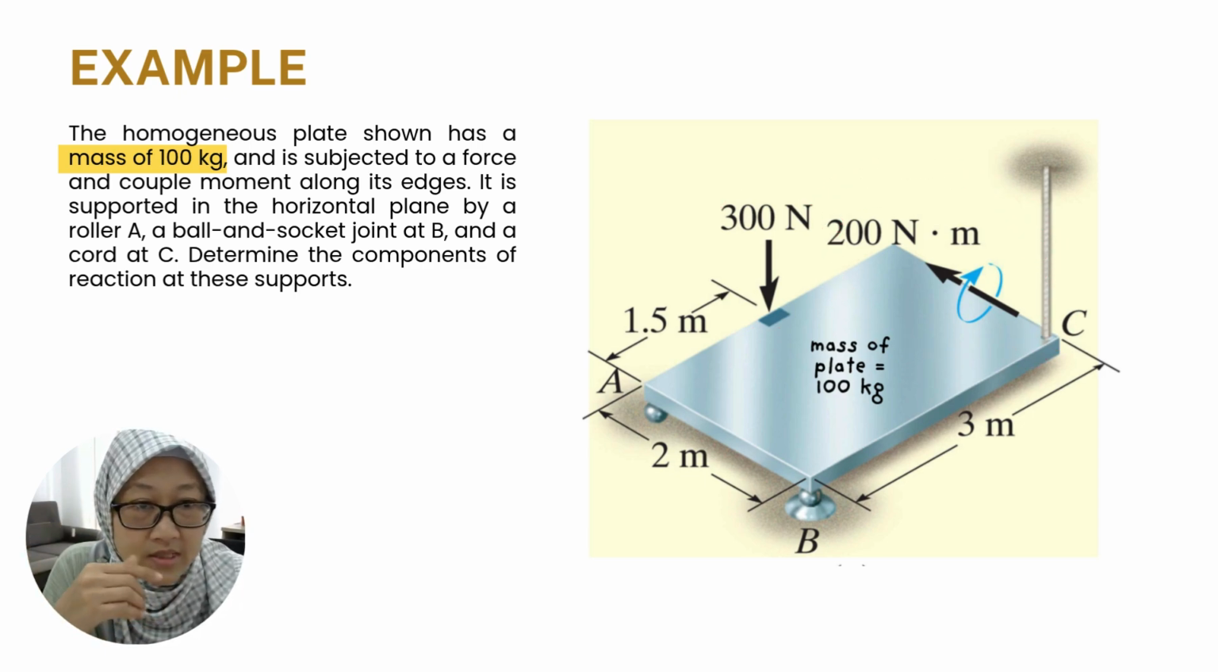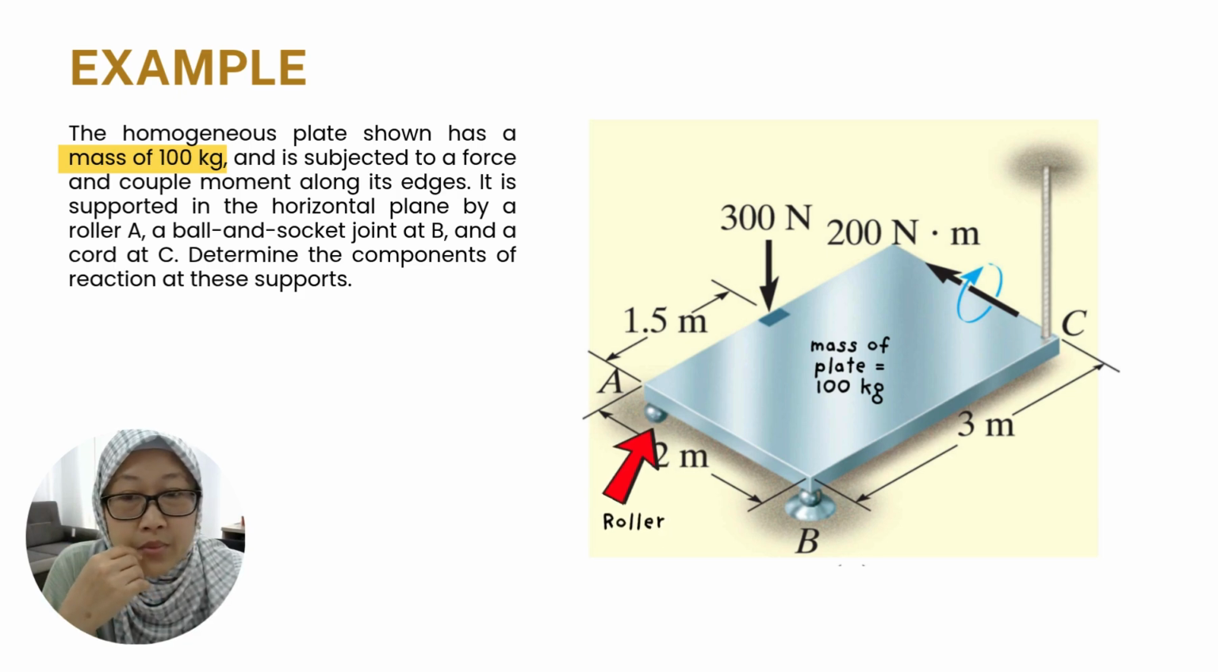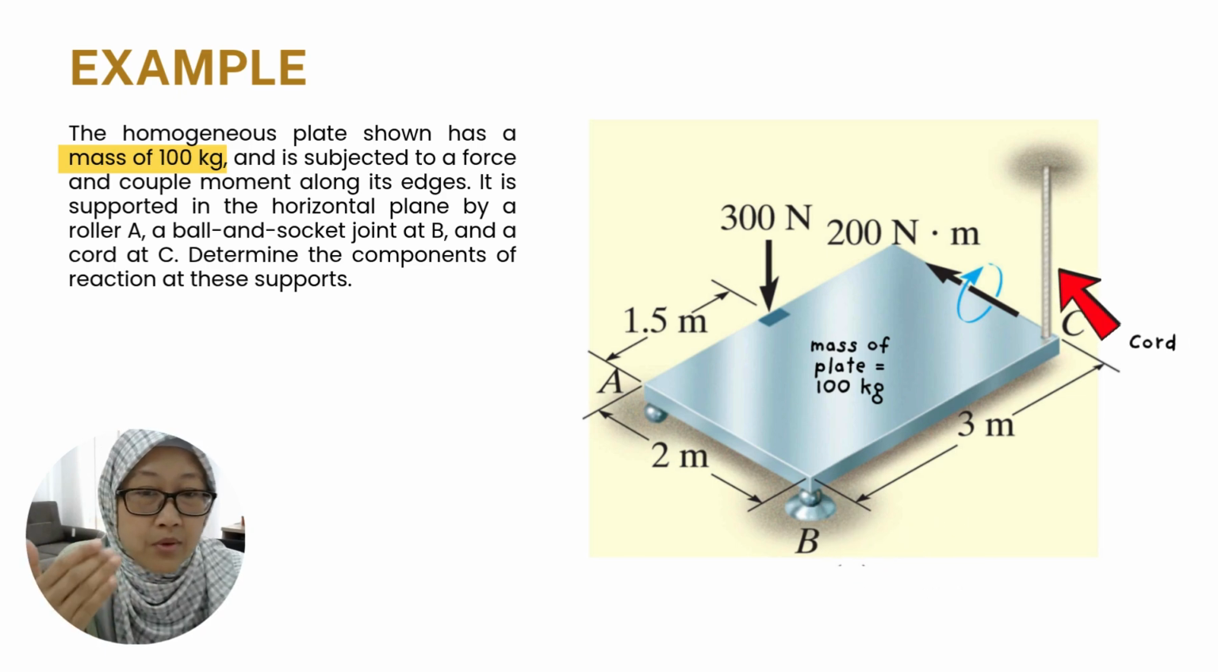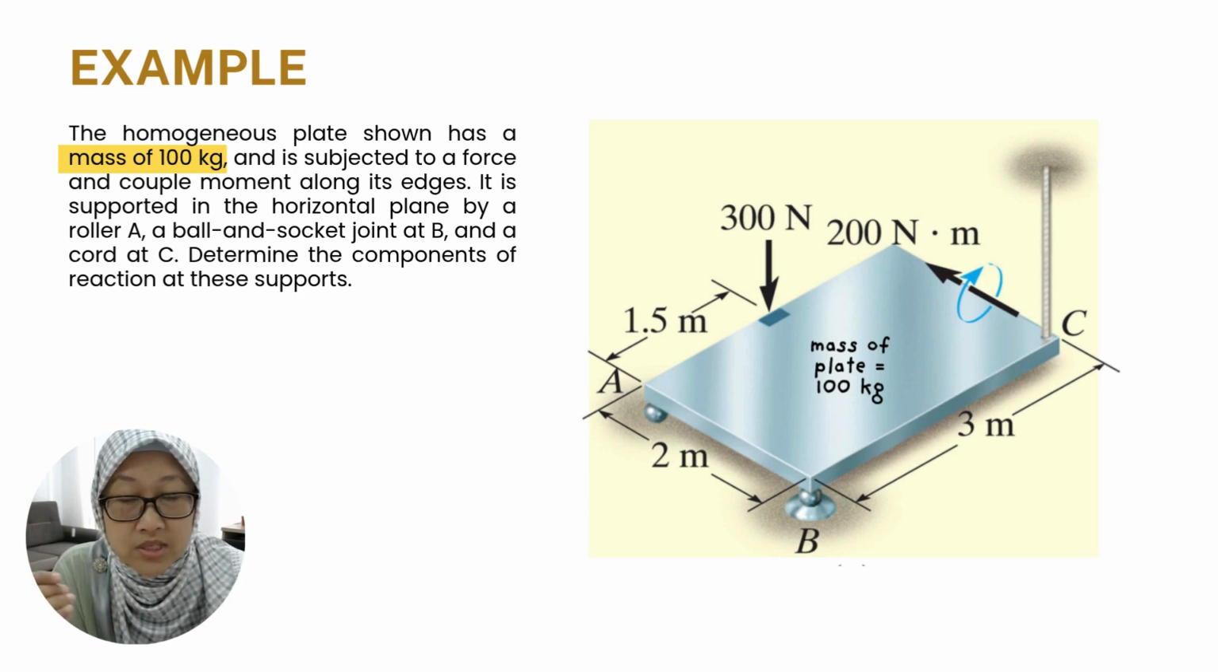So if you notice, this plate is supported at point A with a roller joint, and then there's a ball and socket joint at point B, and there's a cord at point C. So you are required to calculate the components of the reaction forces at these three supports, which is at point A, point B, and also point C.